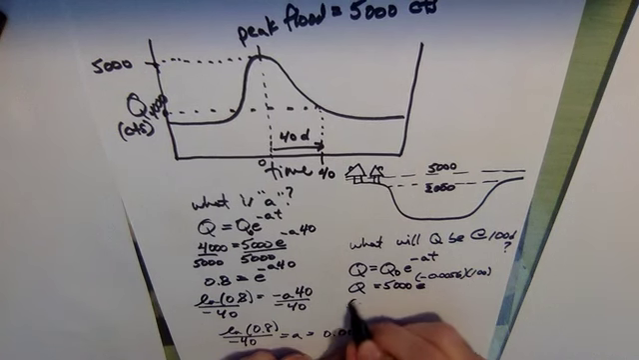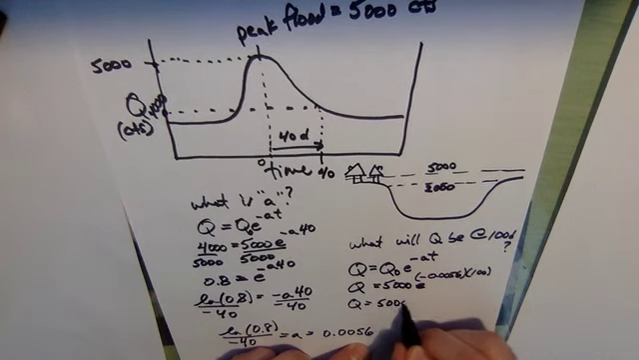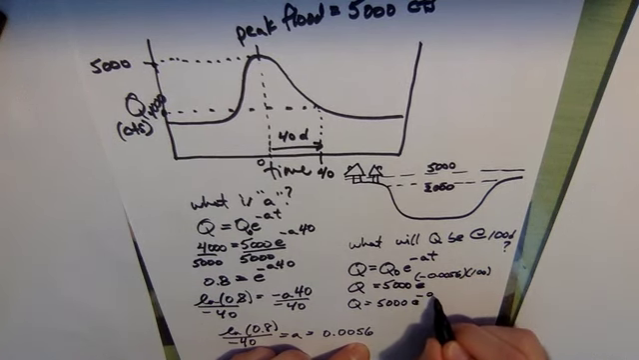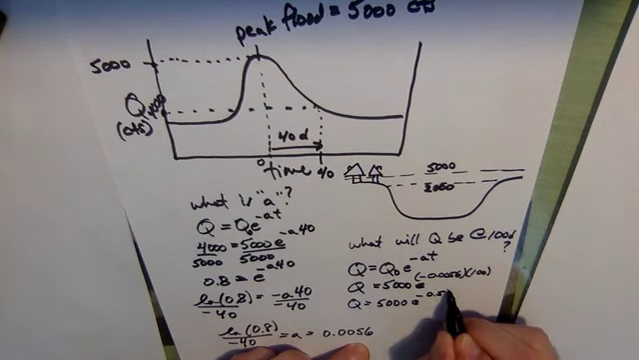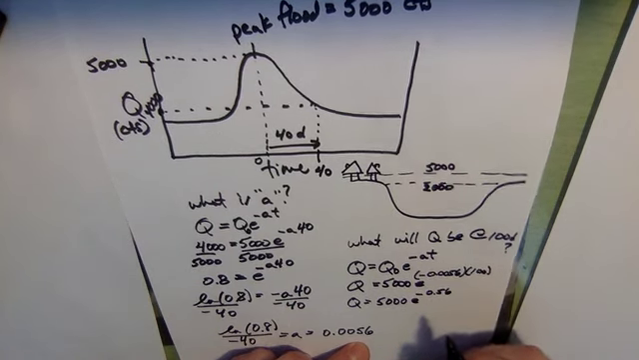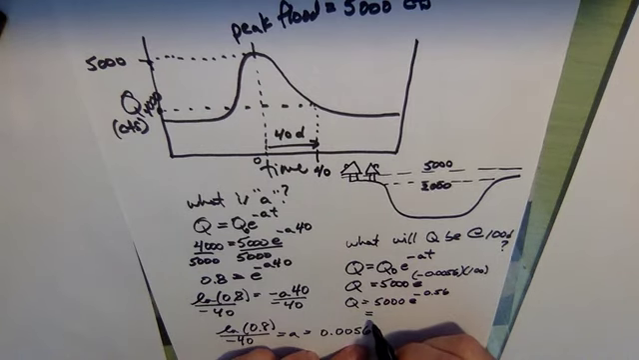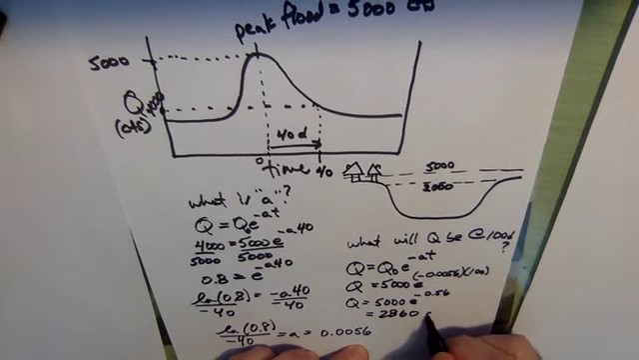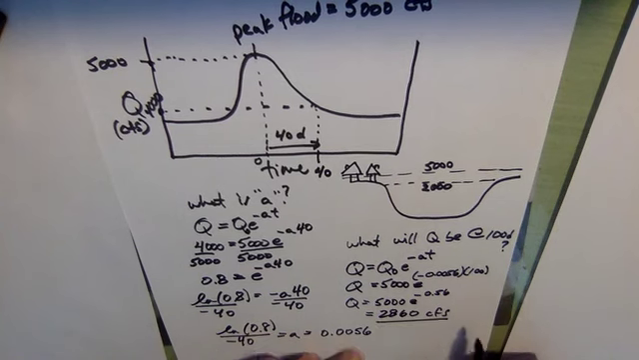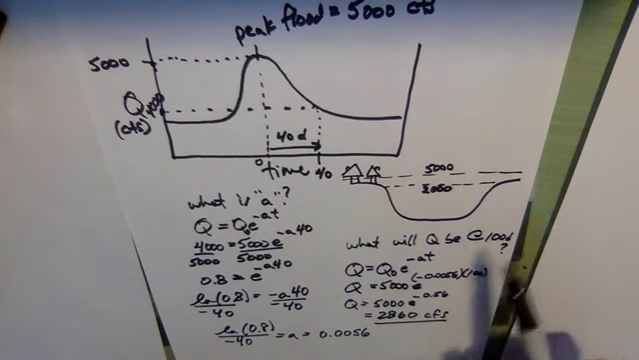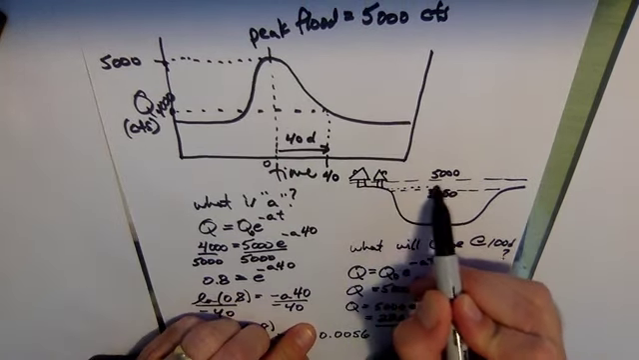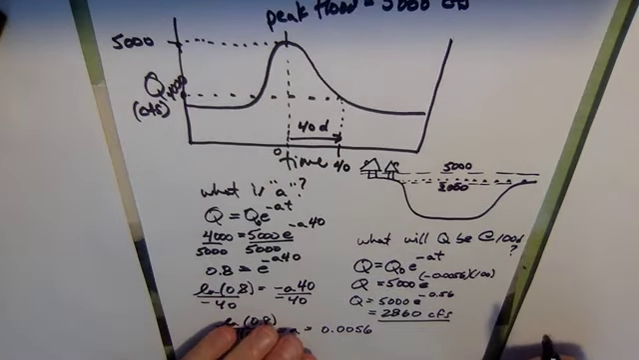So what do you get? Q equals 5,000 times e to the negative 0.56. And if you do the number crunching, you get, I think, 2860 cubic feet per second. So after 100 days, the water would be somewhere up in here, still too high for people to return to their homes. When will they be able to return to their homes?